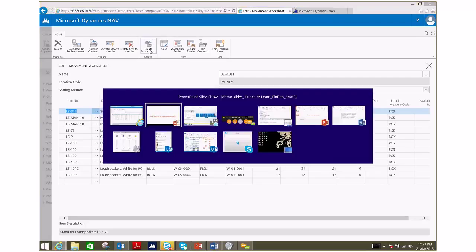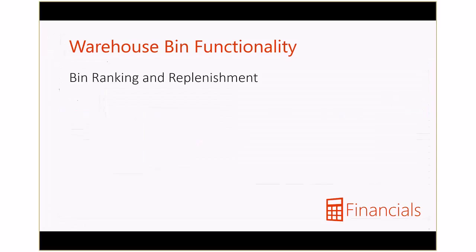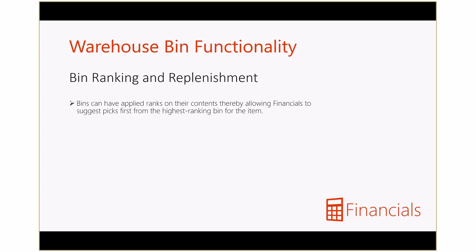What is bin ranking and the bin functionality in that regard? It's made for replenishment. So bins can have applied ranks on their contents, therefore allowing Financials for Office 365 to suggest picks of where you're going to grab them first. Now this is for if you have high movement with specific items within your warehouse more than others. Naturally that is the case in, I think, every warehouse. Bin replenishment is then streamlined through running a batch job, as you can see here.